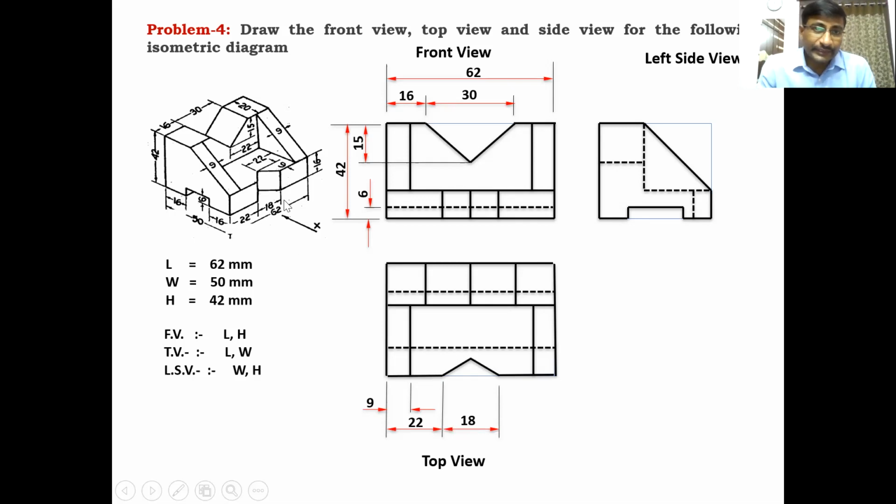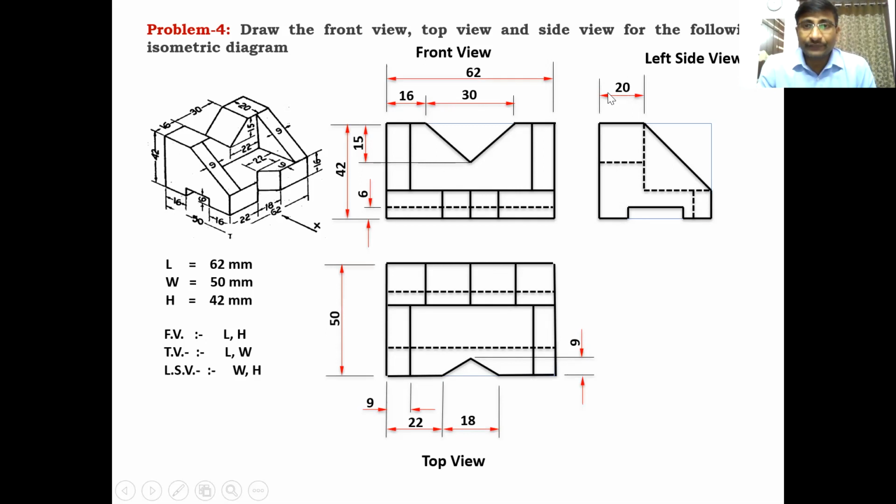And 18 mm is the distance, that is, the length of the V groove which is placed in the horizontal surface. And total width is 50 mm. This is a 9 mm depth. At the 9 mm depth, the corner of the V block is there. There is a corner of the V block at a distance of 9 mm from the bottom surface.